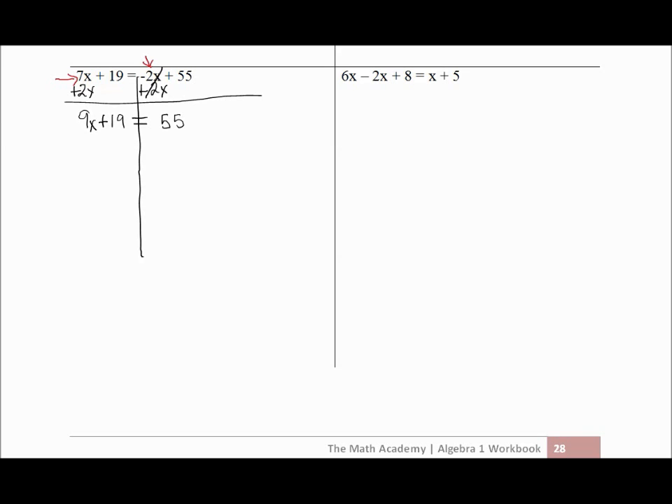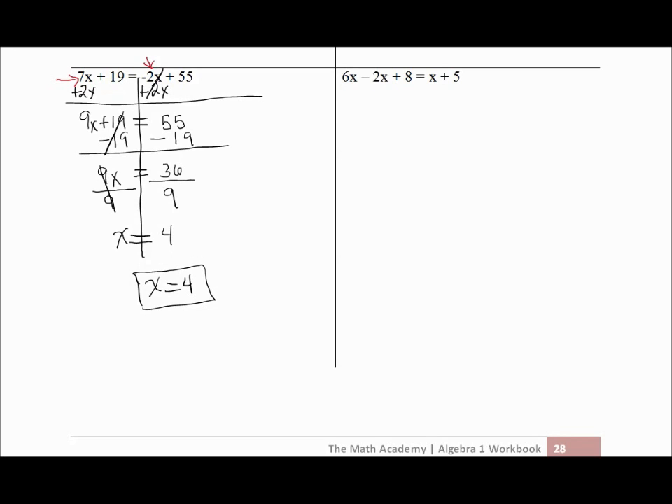So from this point, subtract 19 from both sides. Bring down what you have left. 19 minus 19 is 0. And 55 minus 19 is a positive 36. So now I just need to get rid of this coefficient. That's 9 times x. So I'll do the opposite and divide by 9 to get rid of it. 9's cancel out. Bring down that x. 36 divided by 9 is 4. So my final answer is x equals 4.